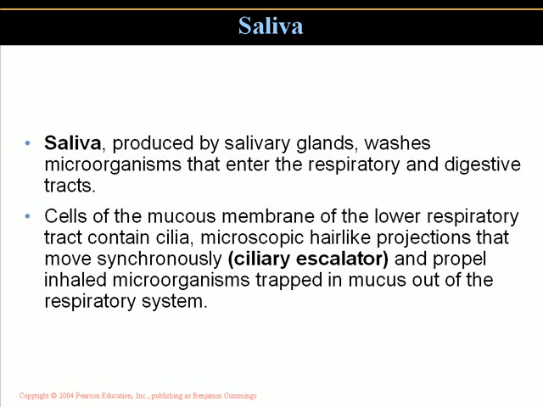Moving to saliva now. Saliva is produced by the salivary glands. This washes microorganisms away that enter the respiratory and digestive tract. Cells of the mucous membrane of the lower respiratory tract also contain structures referred to as cilia. You may remember cilia from our discussions in anatomy and physiology, and we also discussed cilia earlier in the lecture series for microbiology. These are microscopic hair-like projections that move in a synchronous manner. They propel inhaled microorganisms that are trapped in the mucus out of the respiratory system. This is also referred to as the ciliary escalator, in which the cilia, in this wave-like synchronous motion, pass mucus out of the respiratory tract, where it either is expectorated in sputum or it can be swallowed into the digestive tract, where the digestive enzymes in the stomach will destroy these microorganisms.